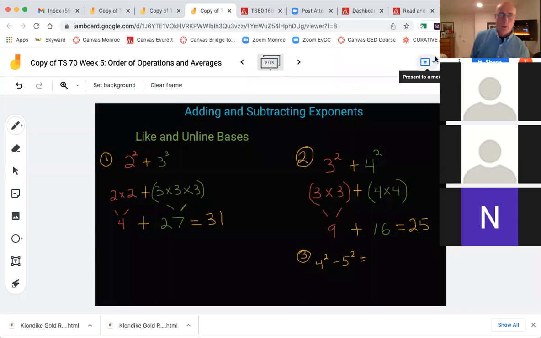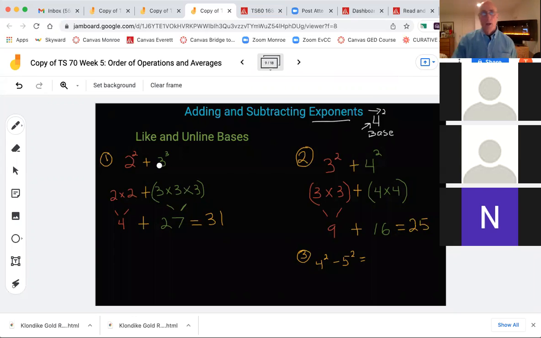Okay, let's make sure we review terms here so we're really clear when we talk about adding and subtracting exponents. This word exponent means the number on top. So if I had 4 squared, it's that little number on top. We know the number on the bottom is called the base number. It's the foundation of the whole thing.